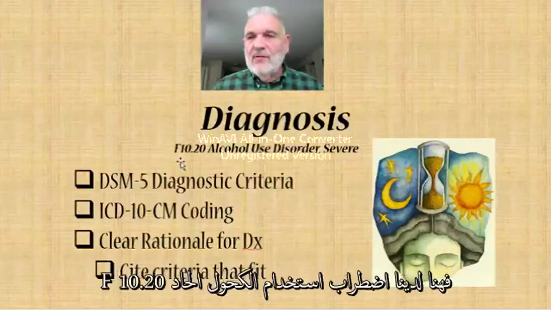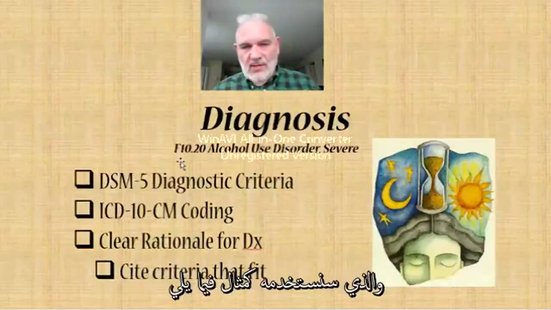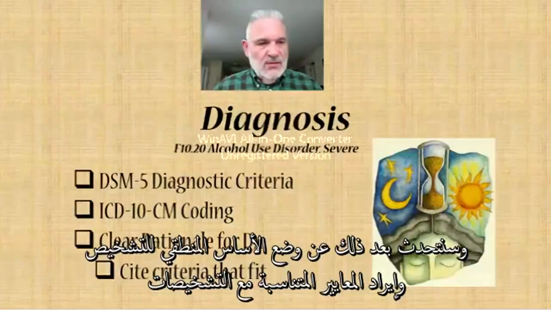So here we have the F10.20, which would be alcohol use disorder, severe, would be what we would use as an example here. And then we'll talk about developing a clear rationale for diagnosis and citing the criteria to fit the diagnosis.